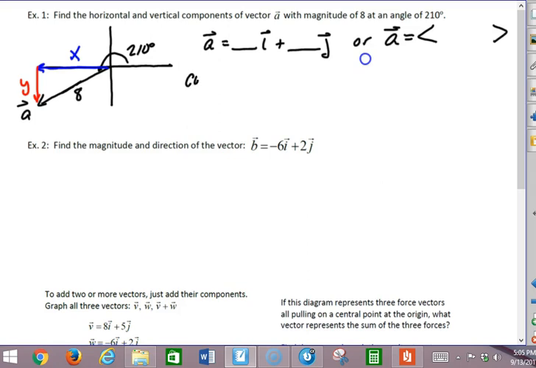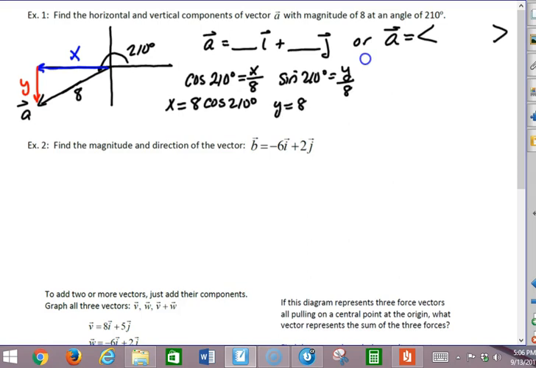So I can say cosine of 210 is equal to x over 8. So x equals 8 times cosine of 210. Sine of 210 is equal to y over 8. So y is equal to 8 sine of 210. Now some of you are probably going, wait a minute, this is a 30-degree angle, this is a 30, 60, 90 triangle. Don't I want to use 30 in here? Don't I want to say cosine of 30 is x over 8? Sine of 30 is y over 8? So we're going to explore that for a minute and see why it's best to use the original angle.